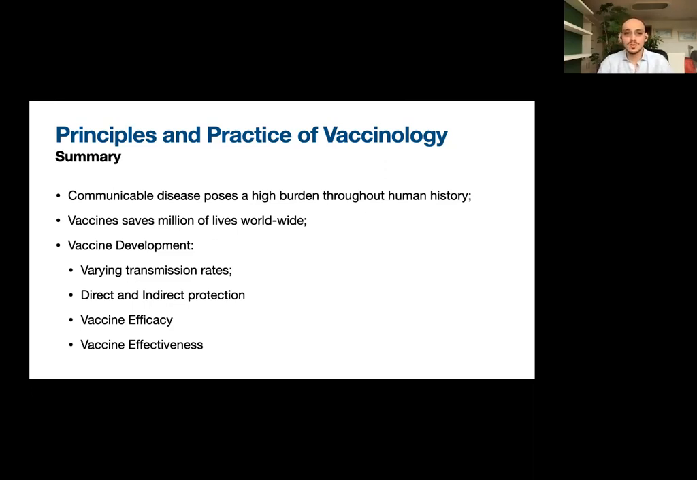And lastly, we briefly looked at vaccine development, how varying transmission rates can impact the results of a study, and how vaccines can provide either direct and indirect protection. And lastly, how do we assess the vaccine efficacy, and how, after we have done that, we need to keep on looking at the vaccine effectiveness, right?